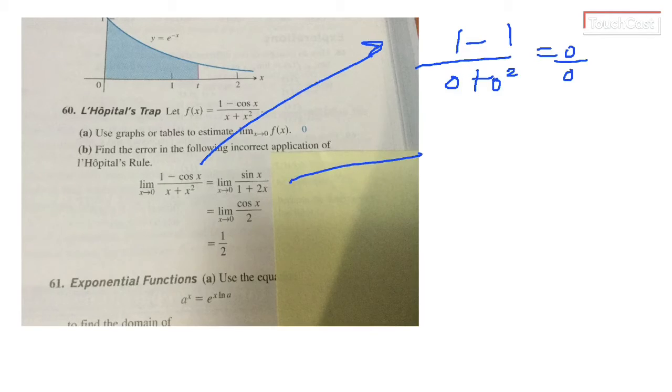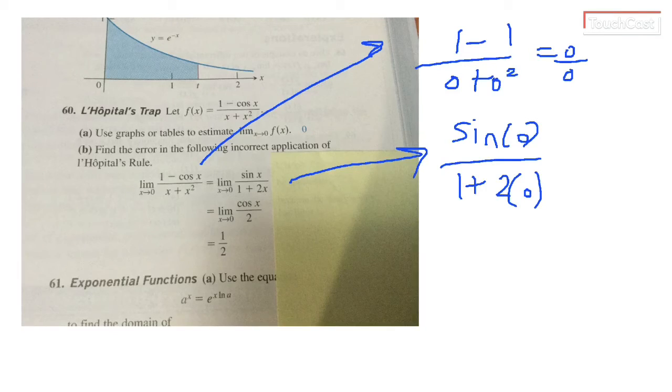But notice here, if we actually stop and check at this point, the limit as x approaches 0 of sine of x over 1 plus 2x. When I replace my x's with 0, I'm going to get sine of 0 in the numerator, which is in fact 0. And in my denominator, 1 plus 2 times 0. So I end up with 0 over 1. So the correct limit is 0 over 1. I can actually evaluate it. 0 divided by 1 is 0.